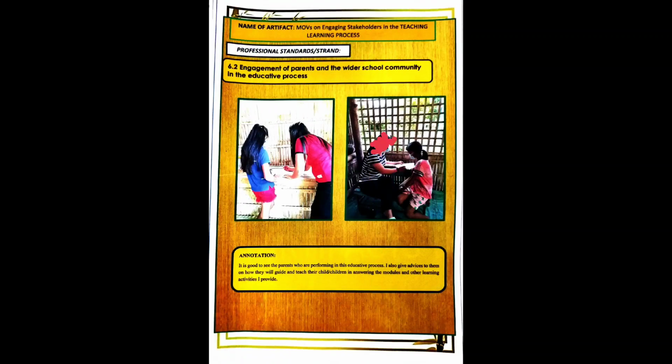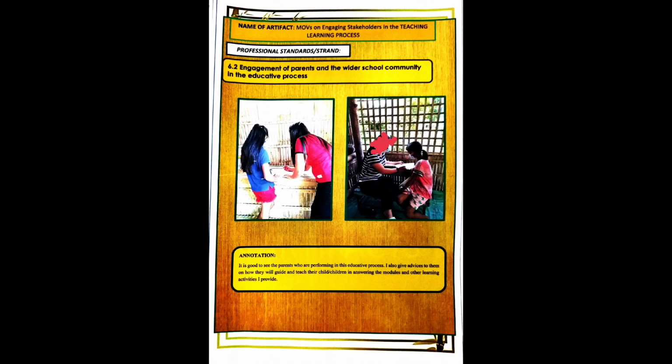Next artifact is all about MOVs on professional engagement with colleagues. 7.3, professional links with colleagues. So we have our webinar, we have our meeting. Yung nilagay ko dito is yung evidence na kami ay nagmi-meeting together with my colleagues or my teachers in our workplace. And I provided annotation, of course.